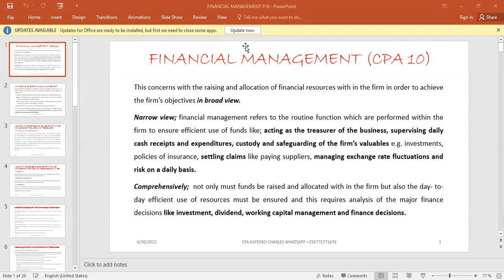The reason why we are separating financial management from all the other aspects of finance is that this is mainly concerned with the raising: how we are getting the financial resources, in terms of short-term and long-term funds that are going to support the operations of the organization.